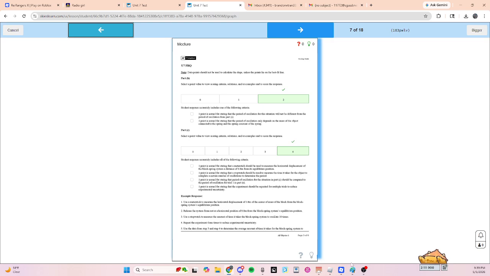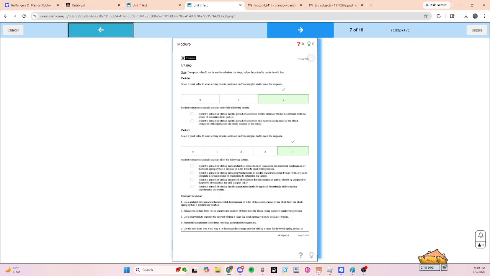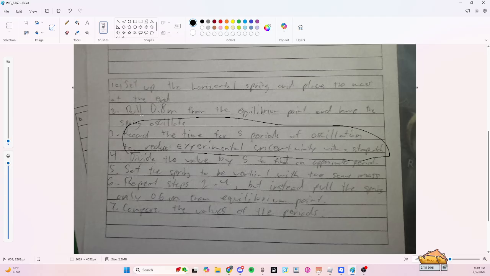For these 3 points, although I did mention it, as you can see here, compare the values of the periods, I wasn't really specific. You don't even know which periods I'm talking about. So I didn't really get one of those points. And as well, for these 2 points, using a meter stick and using a stopwatch, I just said to do it instead of specifically naming the equipment. So I didn't get those points, so I got 1 out of 4.